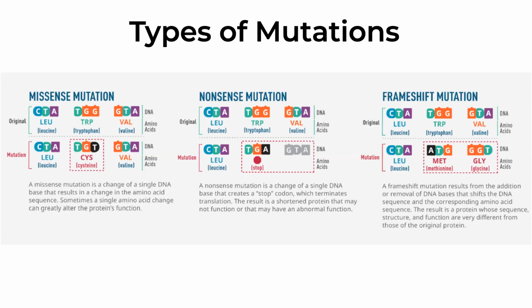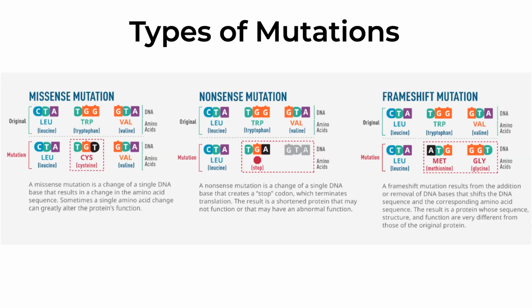A frameshift mutation is a type of mutation that occurs when the addition or loss of DNA bases changes the gene's reading frame. A reading frame consists of a group of 3 bases that each code for one amino acid. A frameshift mutation shifts the grouping of these bases and changes the code for amino acids.